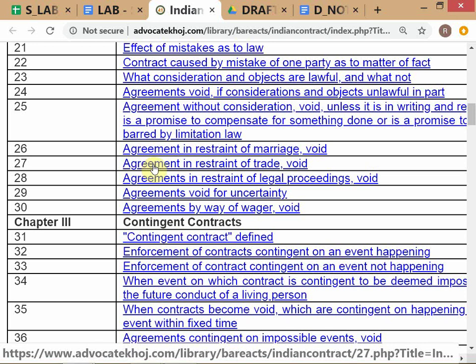But the broad rule is that agreements in restraint of trade are void. There are some exceptions. So there are certain conditions under which the exceptions will be allowed. It must be necessary for the protection of the firm's interest. They have to show that, so the burden of proof will be on the company.